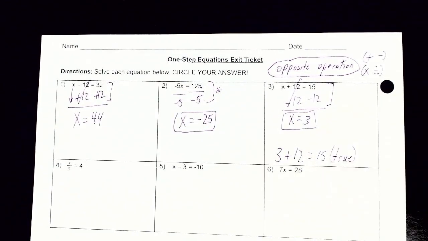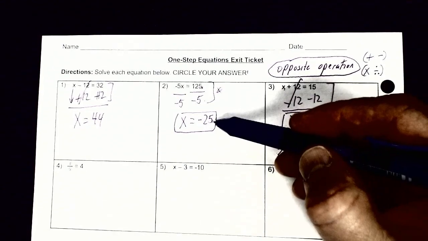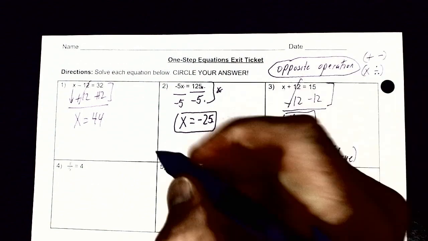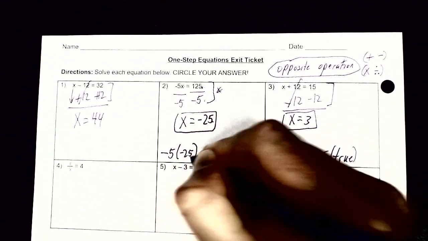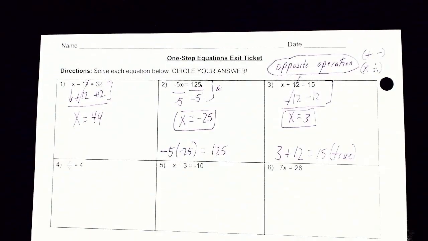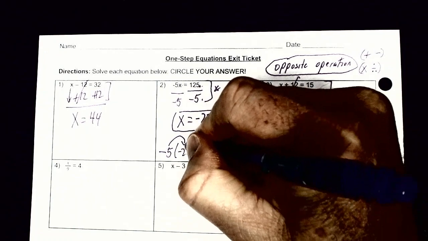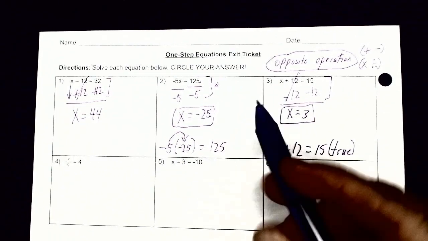You could also do that here too. Let's actually put negative 25 back in. So that's negative 5 times negative 25. And we've got to see if that equals 125. So this means multiply. Two negatives give me a positive. So that is a true statement also.